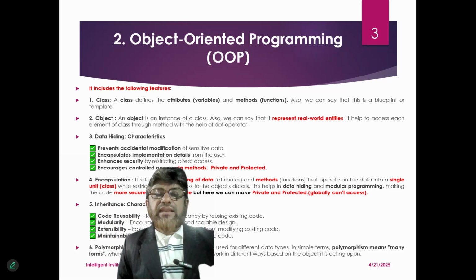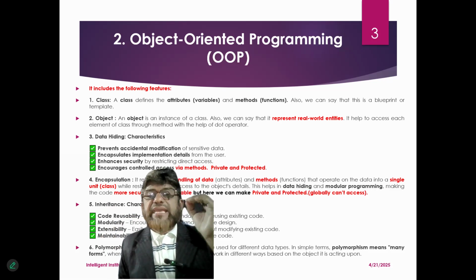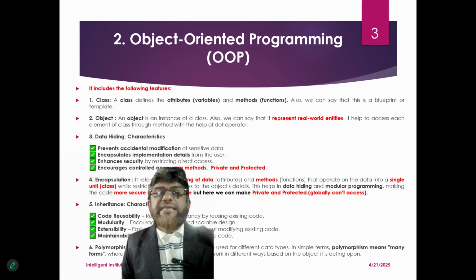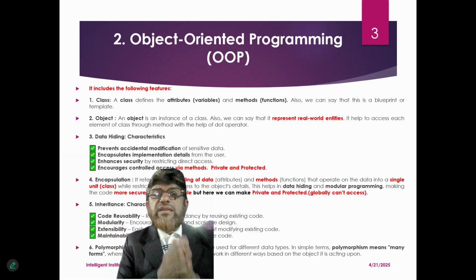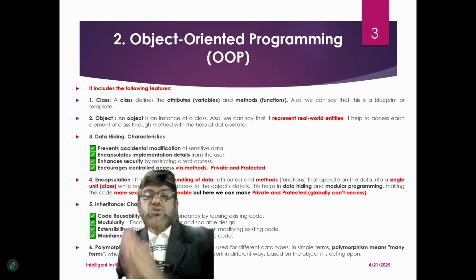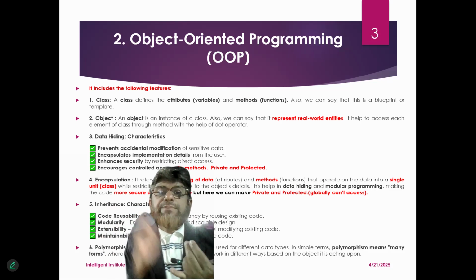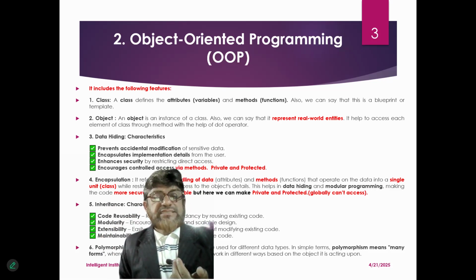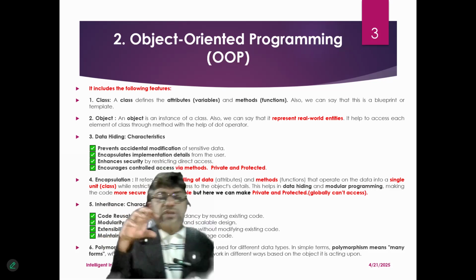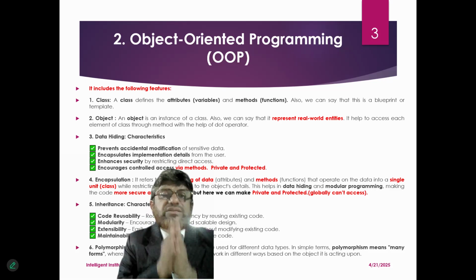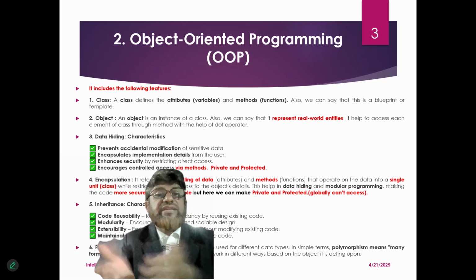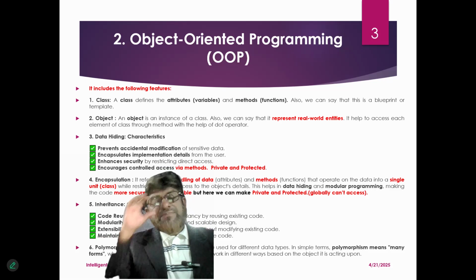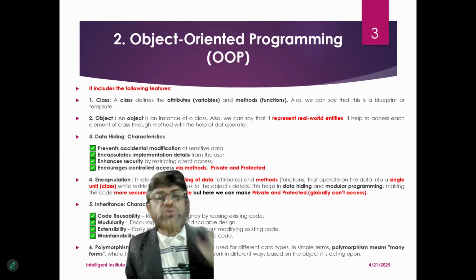For example, any data we want to create as global, we cannot access directly, so for that we can make it private or protected. Is it clear? It means that when we access it, it will make the data more secure. Clear? Next we have the inheritance concept.